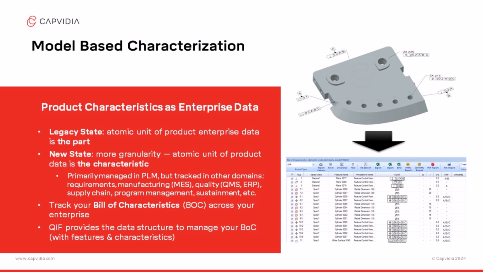Think of the legacy state, our current state of how we view product data across the entire enterprise. Right now, more or less, the atomic unit of data is a part. In PLM we have our part, and that's pretty much the lowest level of resolution that we see throughout our enterprise. But there is starting to emerge a vision that that's not good enough, because what do we have in our model? We have our characteristics, our bill of characteristics. And these are very important aspects of our model.